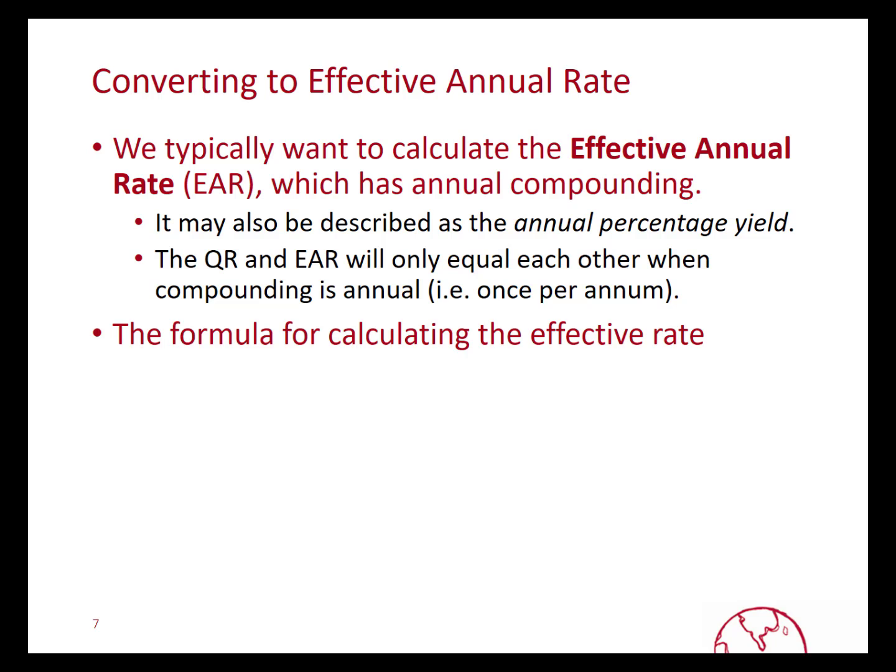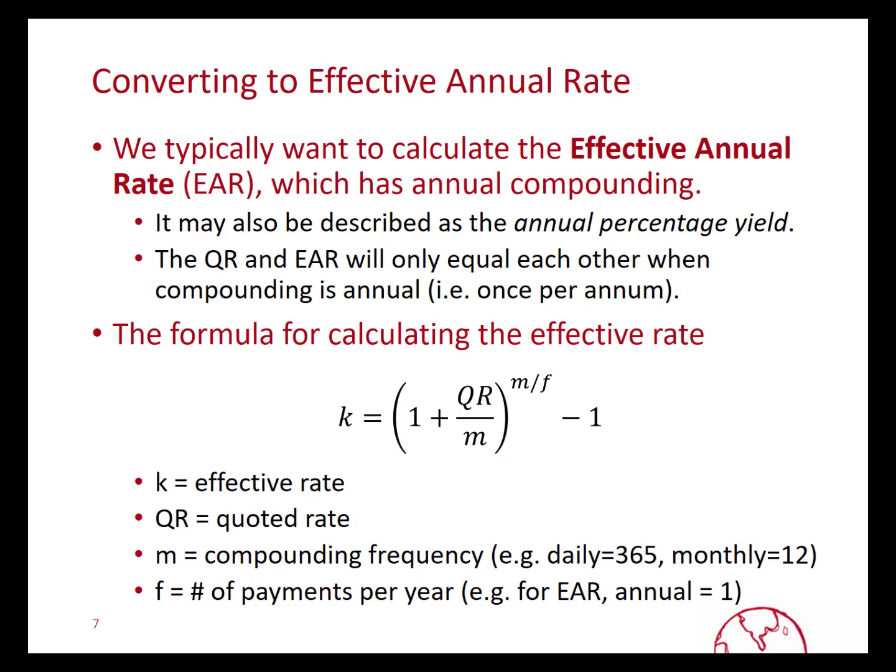So there's a formula for converting from a quoted rate to an effective annual rate. Here's the formula. K represents the effective rate. QR represents the quoted rate. M represents the frequency of compounding, so for daily it would be 365, for monthly it would be 12. F represents the number of payments that you need to make each year. If you're converting to an effective annual rate, you're only making one payment each year, so F is going to be equal to 1.